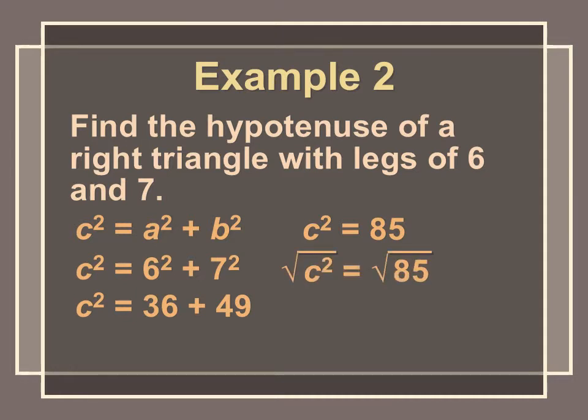So we're going to square root both sides, and we get C is equal to the square root of 85, which is not one of our perfect squares, so we can go ahead and approximate it using a calculator, and it gives us 9.2 approximately.